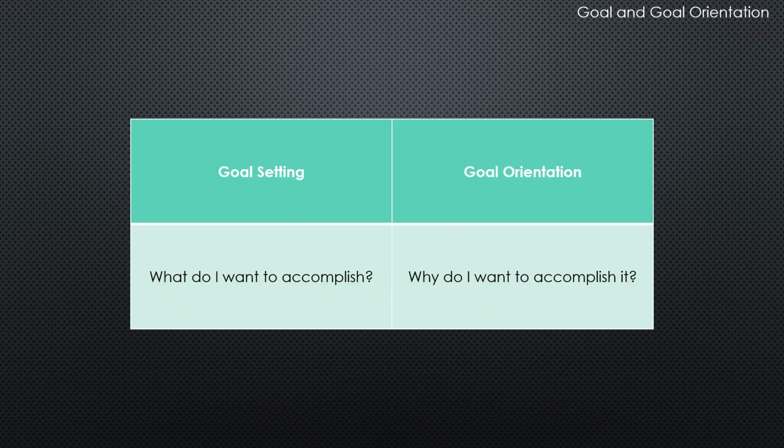Again, we have the goal setting versus the goal orientation. Goal setting says, what do I want to accomplish? One little girl wanted to get some laundry done. Another little girl wanted to change up the way her room was organized. But when we really dig into it and we look at the goal orientation, why did they want to accomplish these tasks? It really gives us a deeper meaning.